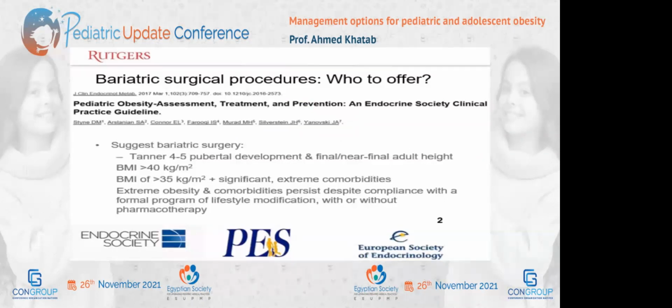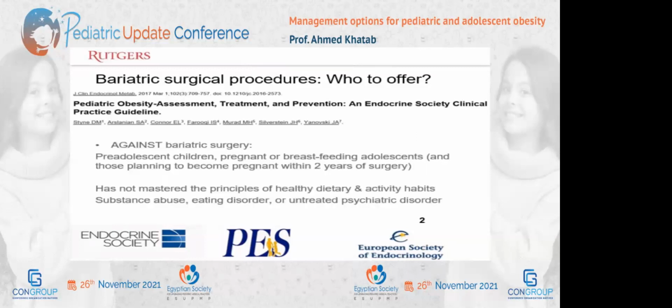The Endocrine Society Clinical Practice Guidelines suggests bariatric surgery for individuals at Tanner stage 4 or 5 pubertal development who have reached their adult height or are near their final adult height, who have a body mass index greater than 40 kilograms per meter squared, or a body mass index greater than 35 kilograms per meter squared with significant extreme comorbid conditions. Extreme obesity and comorbidities that persist despite compliance with a formal program for lifestyle modification with or without pharmacotherapy is another indication.